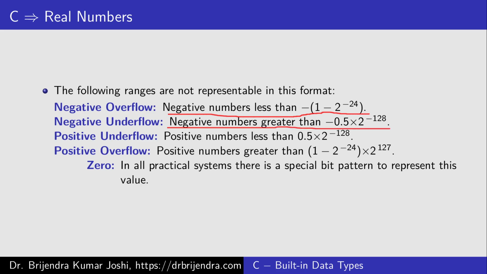Any negative number which is greater than this cannot be represented, so we call it negative underflow. Positive numbers less than this, we call positive underflow. Positive numbers greater than 1 minus 2 to the power minus 24, multiplied by 2 to the power 127, is called positive overflow. And 0, in all practical systems, has a special bit pattern to represent this value.